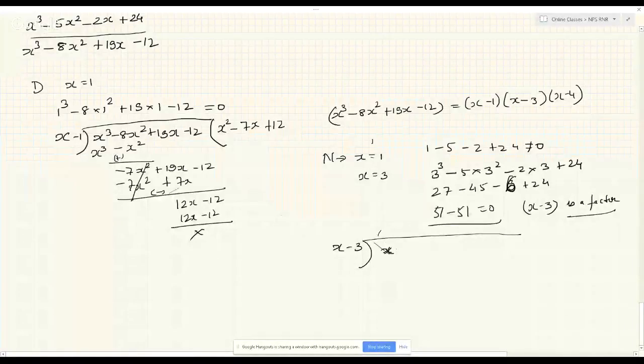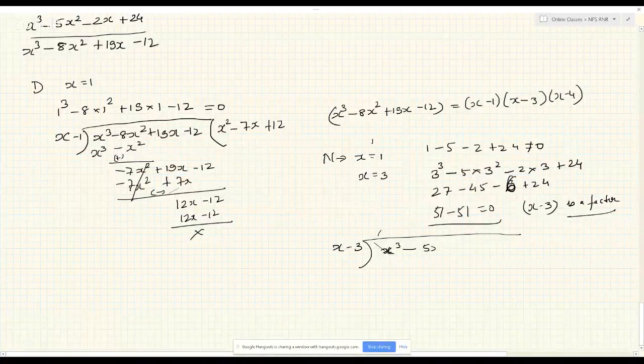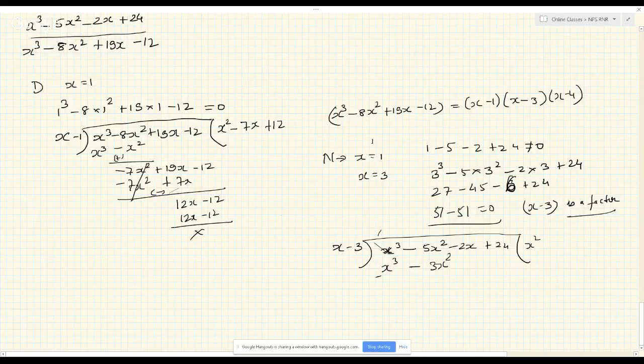So x cube minus 5x square minus 2x plus 24. Let's divide. So x square times it will go. So x cube and minus 3x square it will be. So it will become plus. This goes and this becomes minus 2x square minus 2x. Then you multiply by minus 2x here.